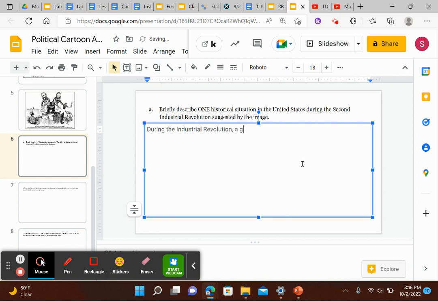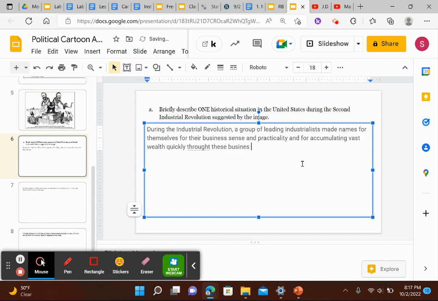Revolution, a group of leading industrialists made names for themselves for their business sense and practicality, and for accumulating vast wealth quickly through these business practices. And again, this is my writing and my language and my voice. I expect you to have it in your voice, okay?